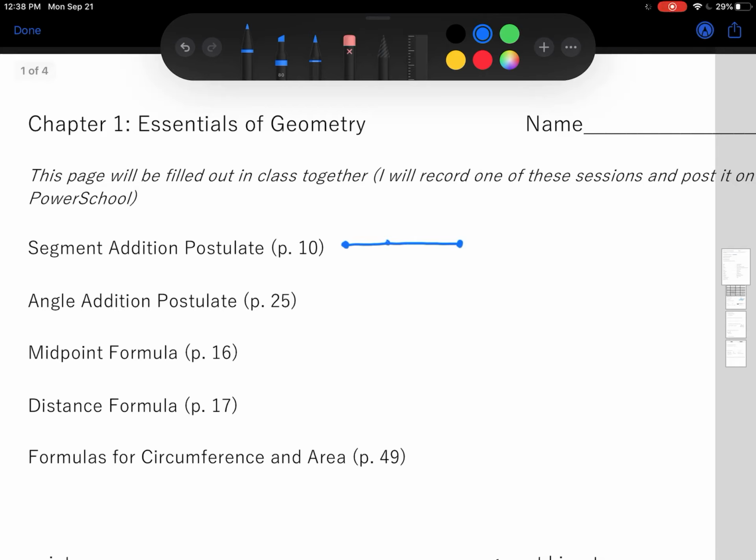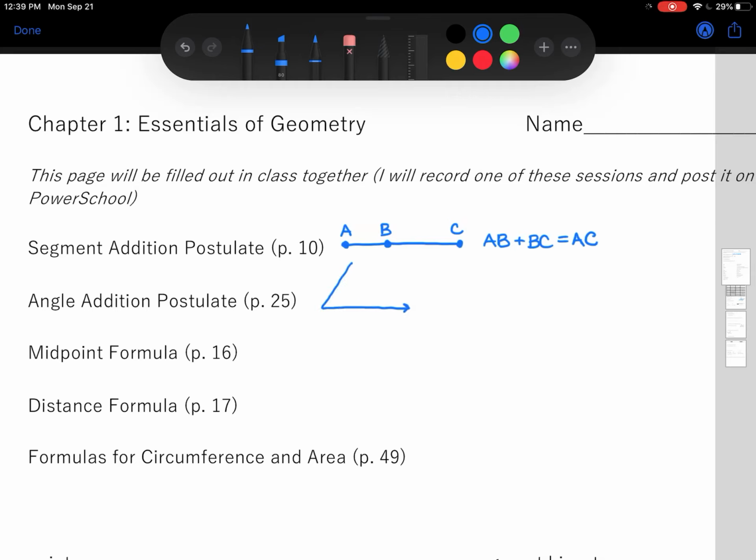Can you just draw a segment on your paper? We're going to label that, say, ABC. Segment addition just says the little segment plus the little segment equals the length of the big segment. So length of AB plus length of BC will equal length of AC.